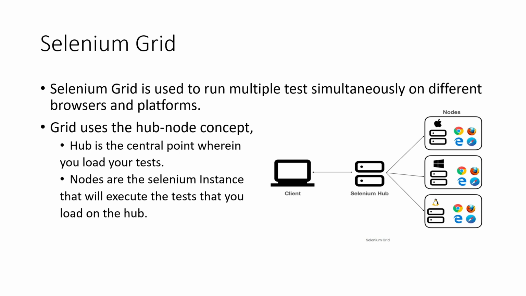So you can see in the diagram the left side is a client, and the middle part is your Selenium hub, and then nodes. Nodes are the different systems, and each one is like Apple, and second is Windows, and then Linux.